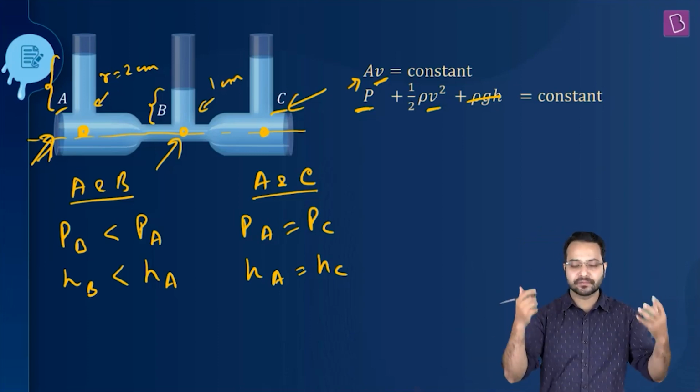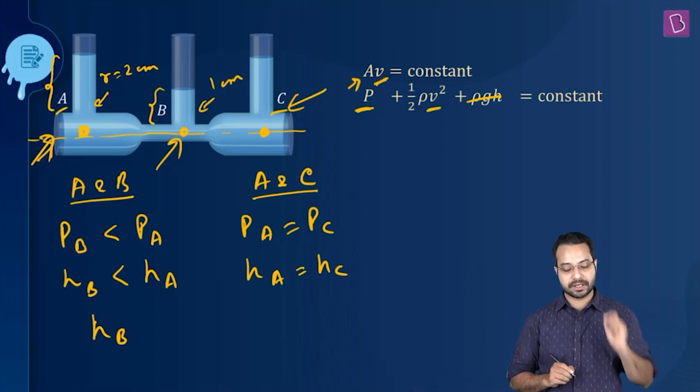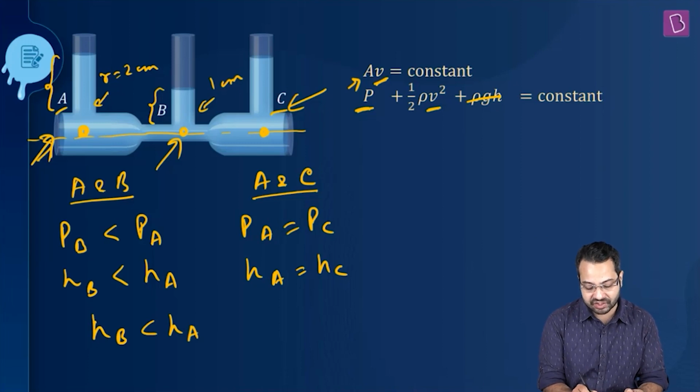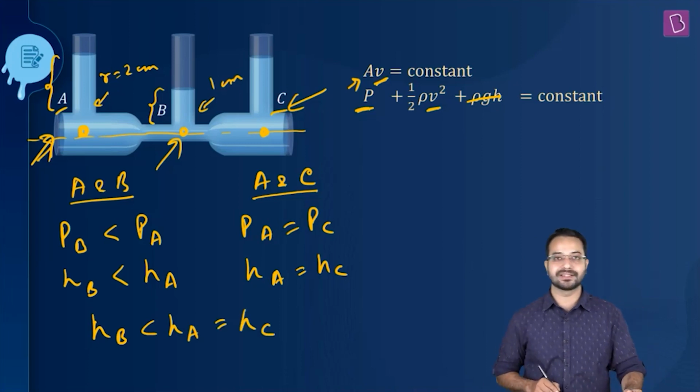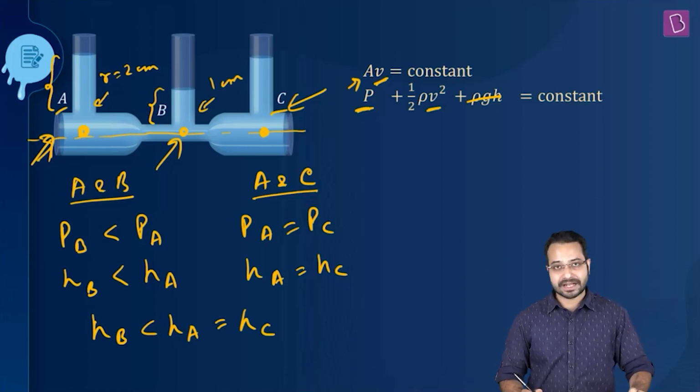So if I combine all of this together, what do I have? The height of the column of liquid at point B is going to be less than hA and equal to hC. All right, this is the final inference that we have derived.